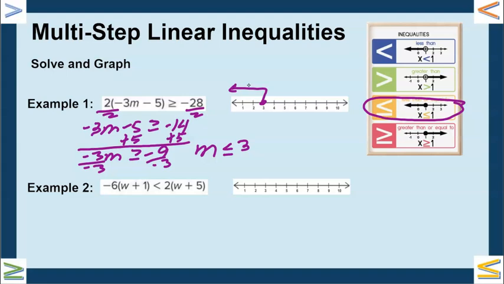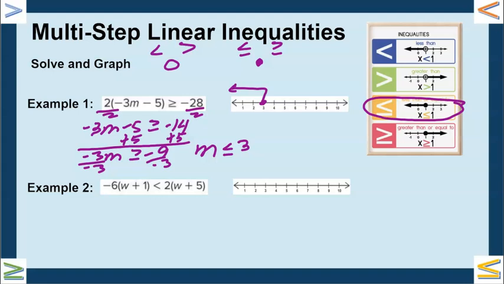Now, a couple of things to remember. If it's less than or greater than, use an open circle. If it's less than or equal to or greater than or equal to, use the filled in circle. Okay? So example 2, solve and graph this one.